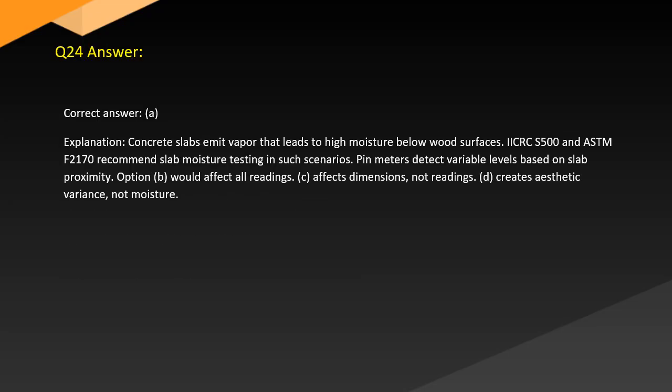Answer. Correct answer, A. Explanation. Concrete slabs emit vapor that leads to high moisture below wood surfaces. HRConquer and ASTM recommend slab moisture testing in such scenarios. Pin meters detect variable levels based on slab proximity. Option B would affect all readings. C affects dimensions, not readings. D creates aesthetic variance, not moisture.